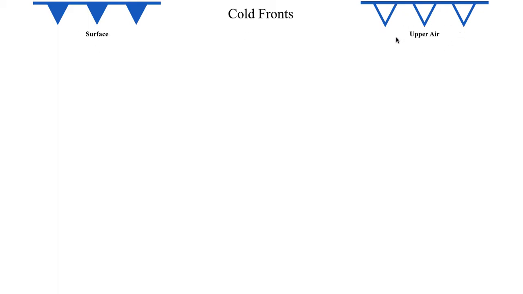Generally, when you're looking at front symbols on upper air maps, the symbols along the line will actually be open. Here the symbols are closed and filled, whereas the symbols on an upper air front will in fact be kept open to signify that this is not a surface front, this is a front that's occurring above the surface, say at 850 millibars, 700, 500 millibars, or maybe even a level higher than that in the atmosphere.